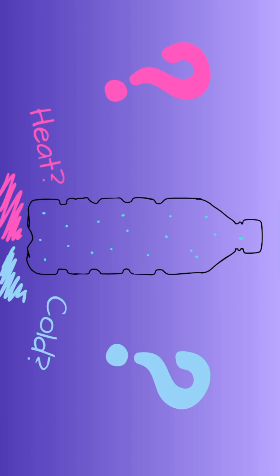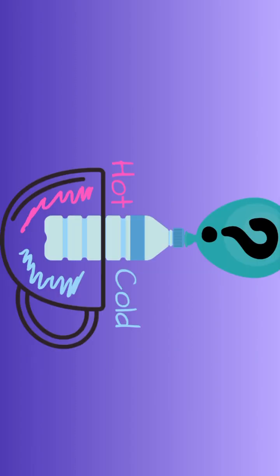Next, they will do an experiment with the water bottle with a balloon on it, placing it into hot water and into cold water. When the water bottle is in the hot water, the balloon will expand, and when it is in the cold water, it contracts. This is the explore phase of the 5E model.